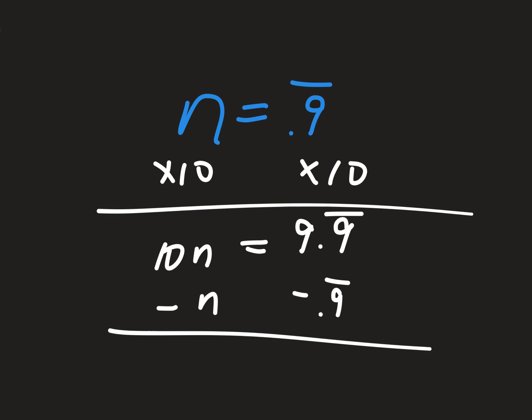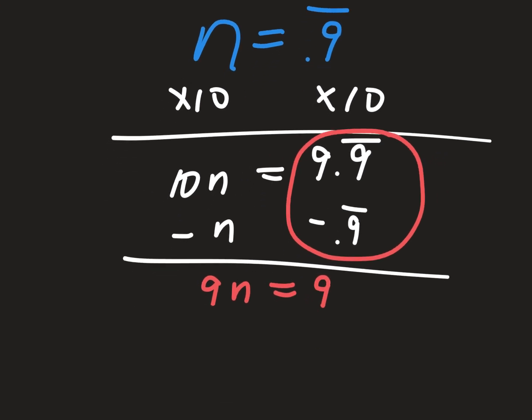What's 10n minus 1n? And again, sadly, some of you think it's 10. No, it's not 10. What's 10n minus 1n? 9n. And what's 9.9 repeating minus the 0.9 repeating? 9. And then if you just take a second and solve it, n equals 1. Divide both sides by 9.